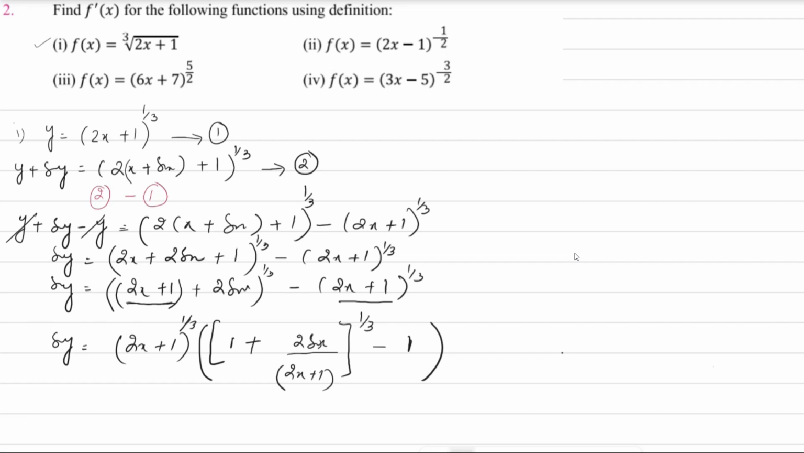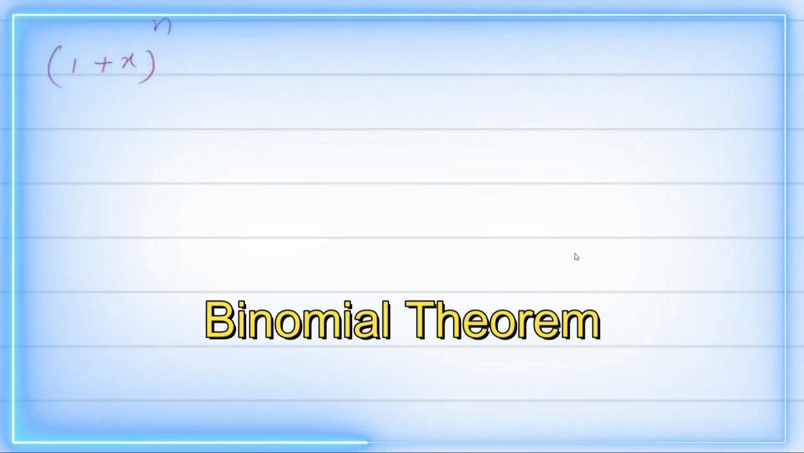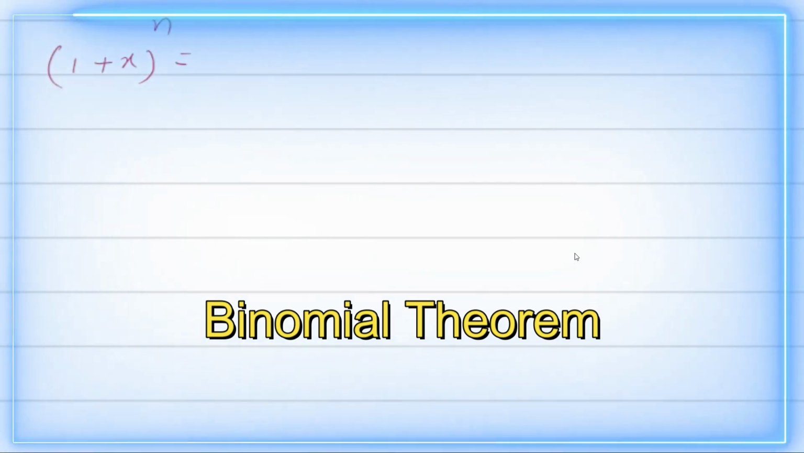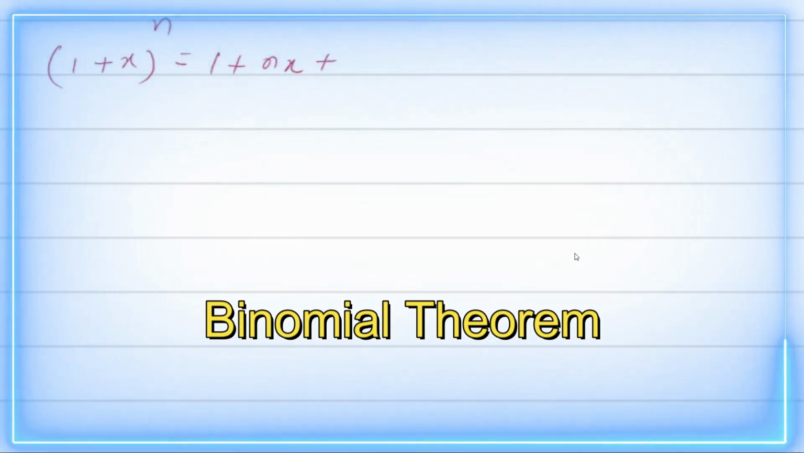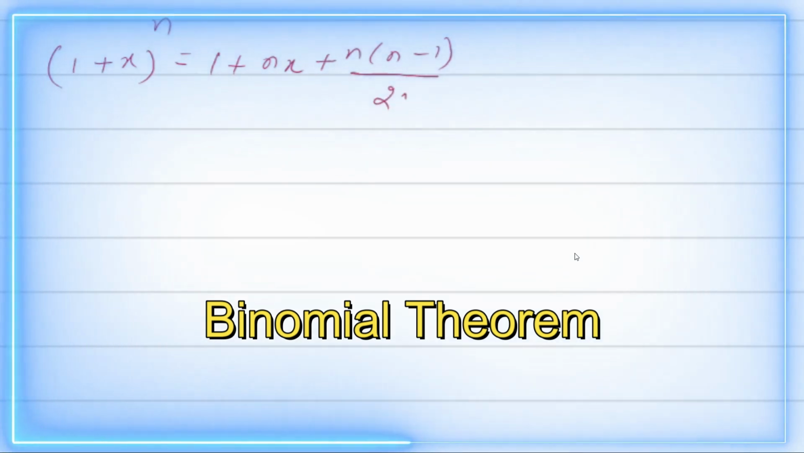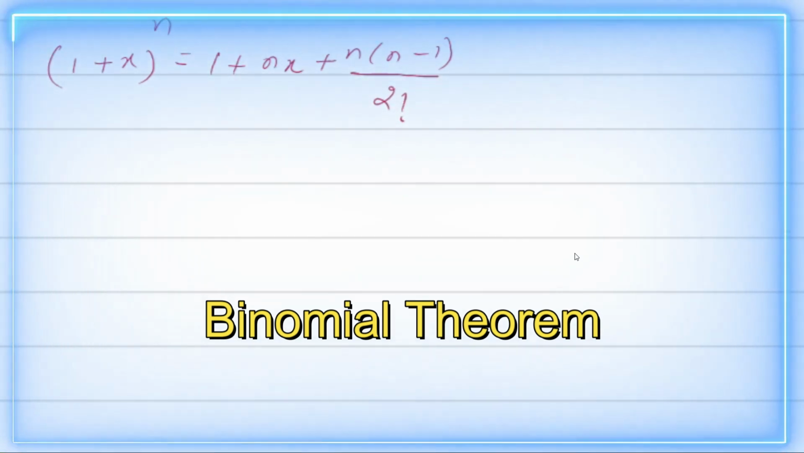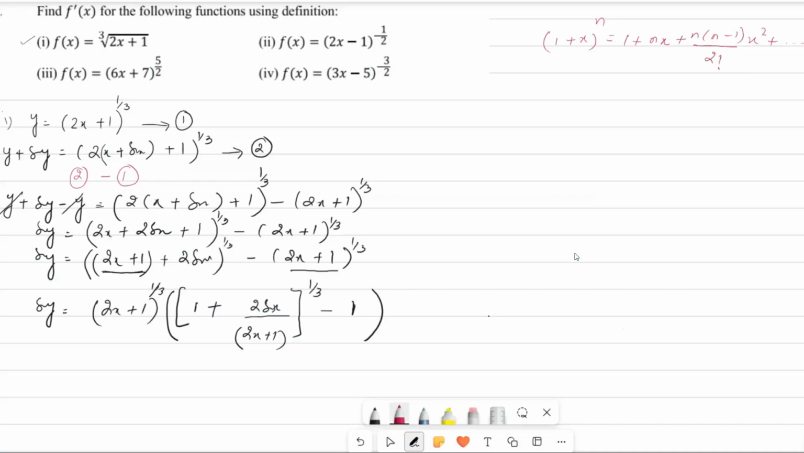So we know by the binomial theorem, what is the binomial theorem? 1 plus x whole raised to the power n is equal to 1 plus n of x plus n into n minus 1 divided by 2 factorial x square plus up to so on. So here you can see we will resolve this term by the binomial theorem.